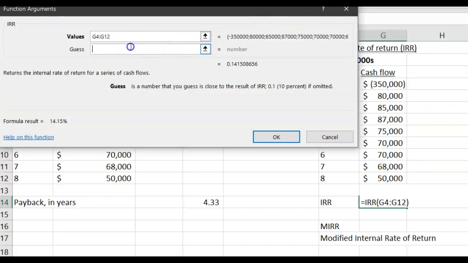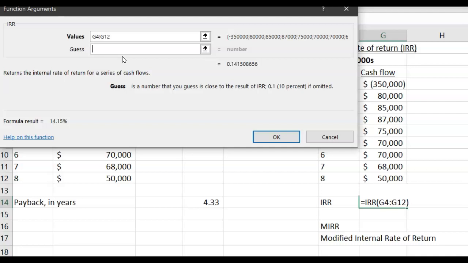Now it wants to know a guess. I can tell you that for most financial situations, most financial examples, a guess doesn't matter. This has to do with local mins and local maxes, that's local minimums and local maximums, because in rare instances, internal rate of return can give you two different answers. So if you have an estimate of what that internal rate of return might be, you should put it in.